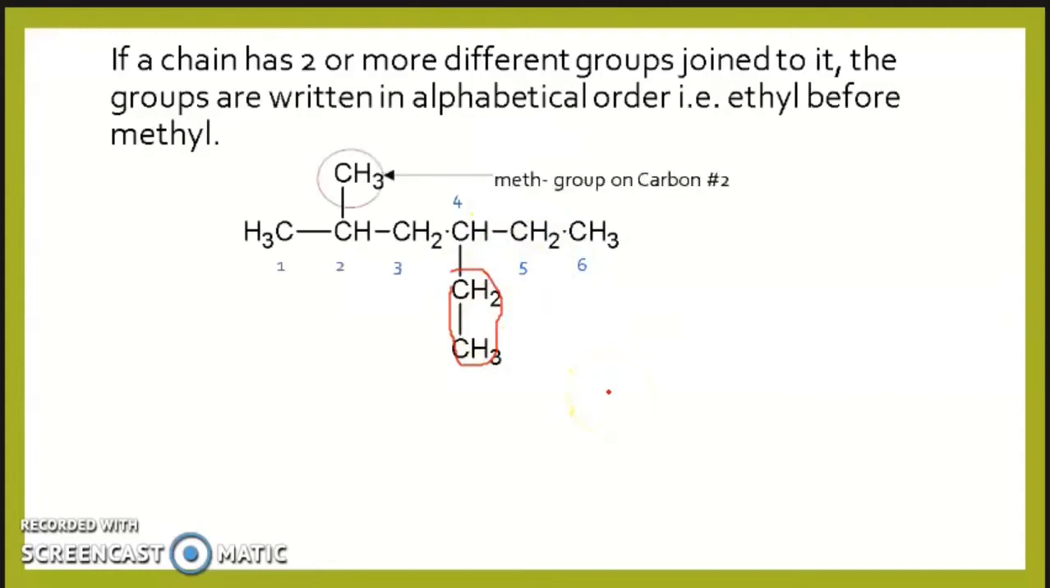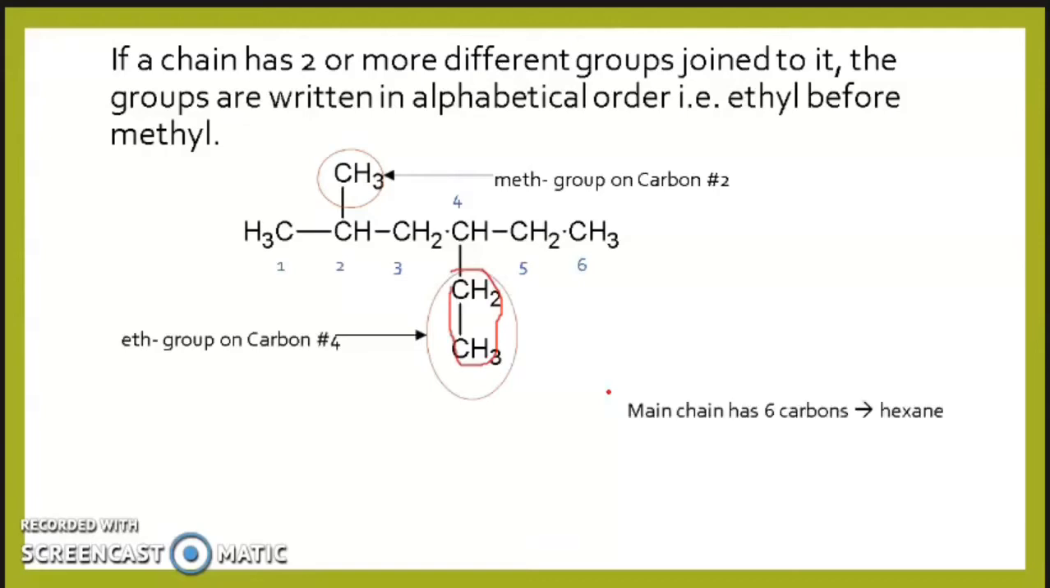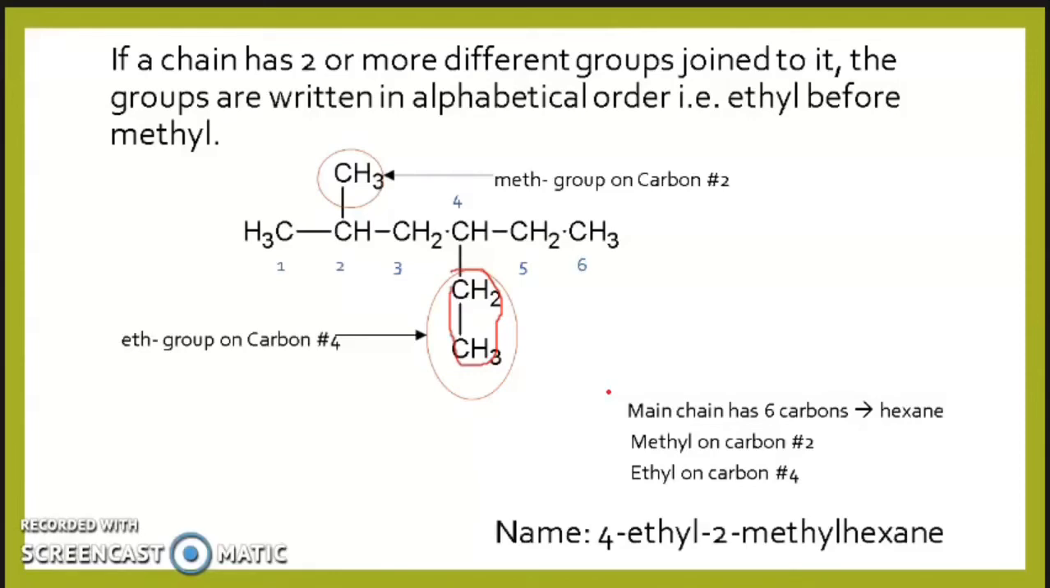Now, we have a methyl, which is connected to the second carbon. We have an ethyl connected to the fourth carbon. So the name of the main chain is hexane. We have to write either the methyl or the ethyl first. Of course, because ethyl comes before methyl alphabetically, we have to begin with the ethyl, and therefore the name becomes 4-ethyl-2-methylhexane.